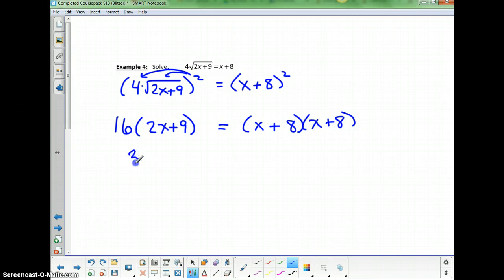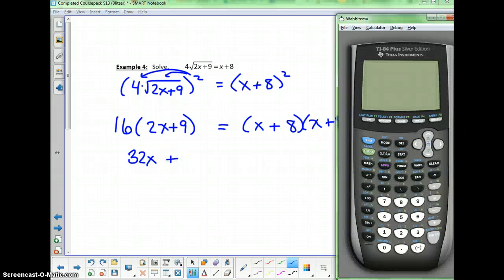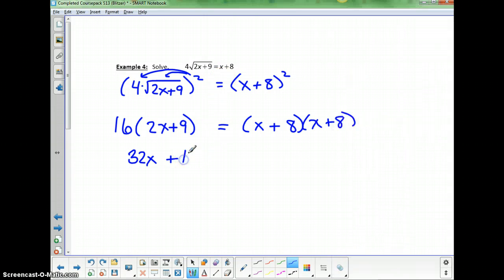16 times 2 is 32x plus, let's figure out what 16 times 9 is. 16 times 9 is 144. Equals x times x is x squared. x times 8, so I've got 8x. 8 times x, and lastly 64.